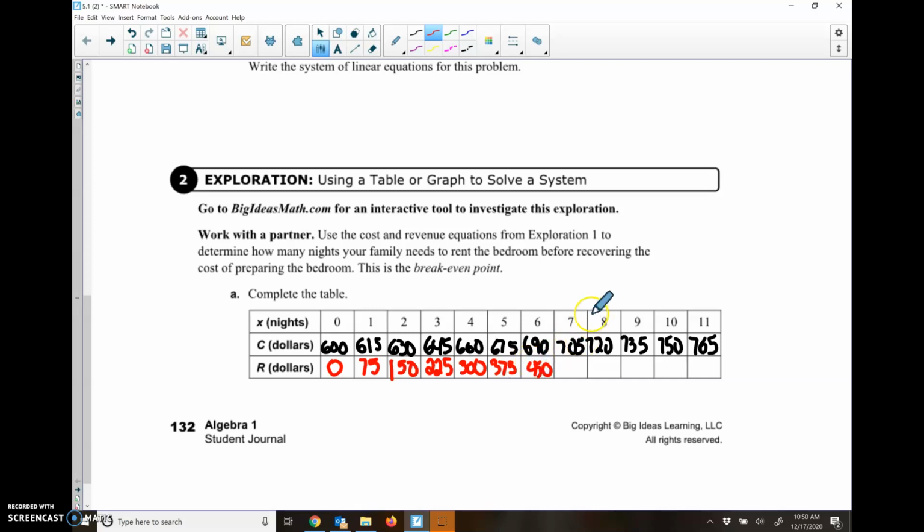Now we see the numbers are getting closer. Now less than $200 off. Now about $120 off. And we see right here, this is the magic number. After 10 nights, we end up figuring out that it is exactly the same money. It cost your parents $750, but they made $750. So there's $0 profit, $0 loss.